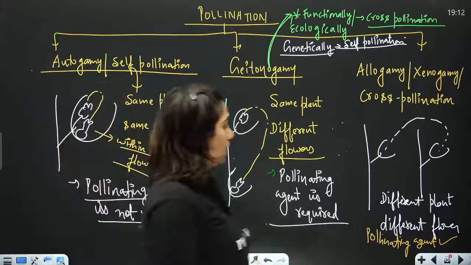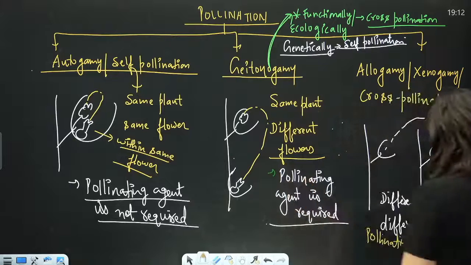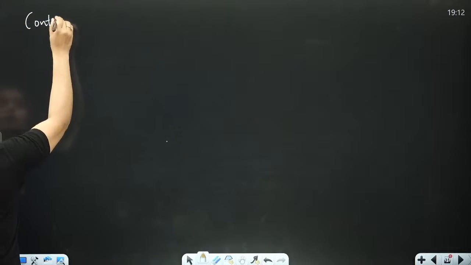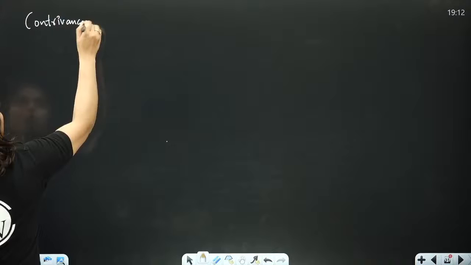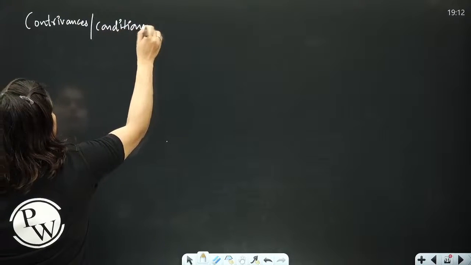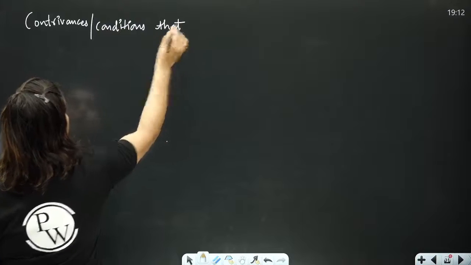Okay. So now what kind of questions come from this part? That what are the conditions that promote self-pollination? Contrivances or conditions that promote self-pollination.